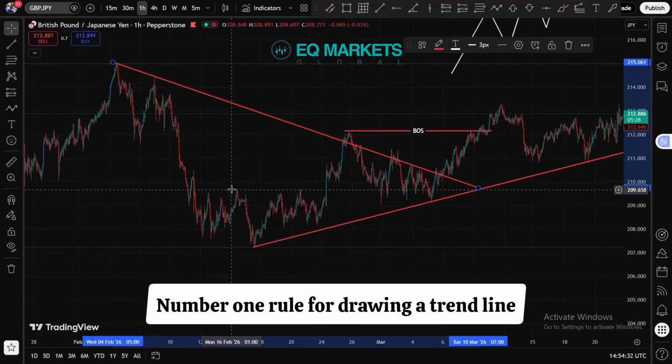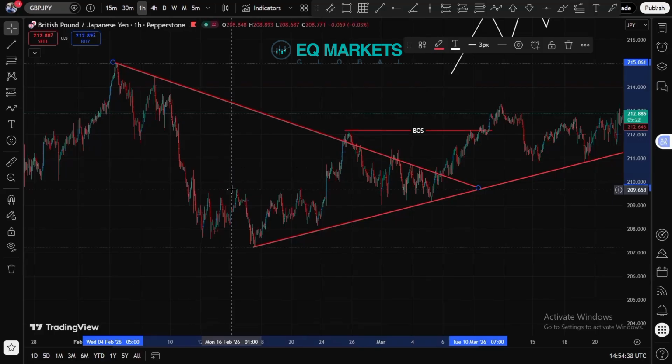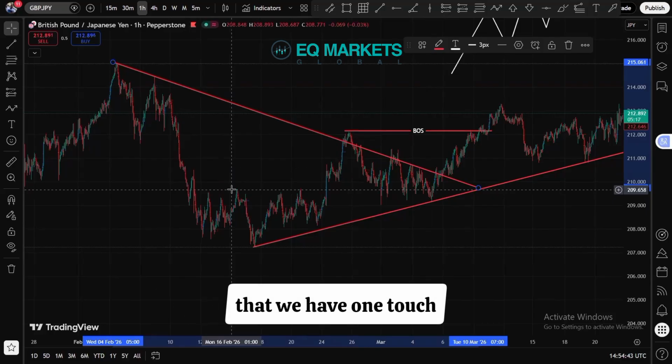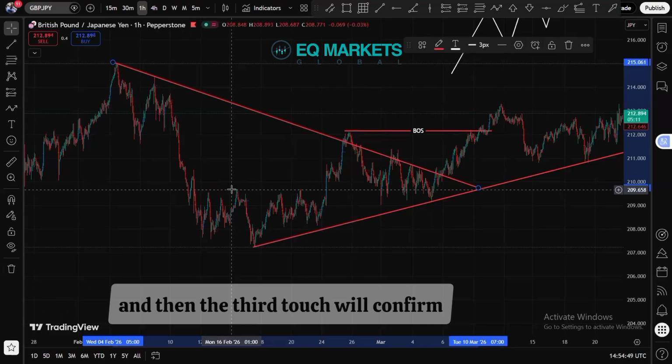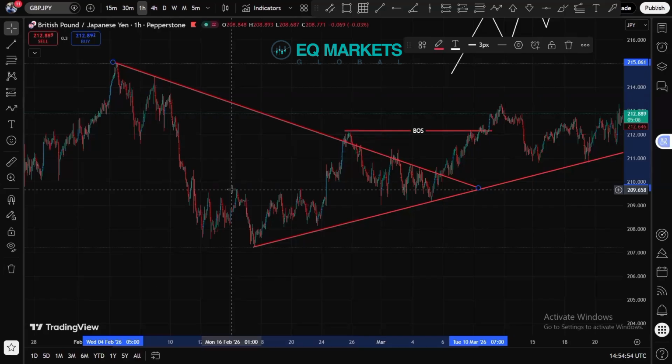Number one rule for drawing a trend line: we have the 3-touch rule. There must be 3 touches. What I mean by the 3-touch rule is that we have 1 touch, 2 touch, and 3 touch. The first and second touch establish the trend line, and then the third touch will confirm if that trend line is actually valid or not.